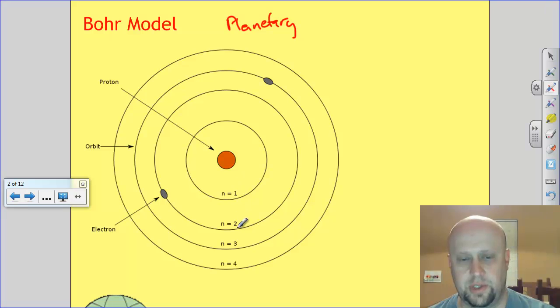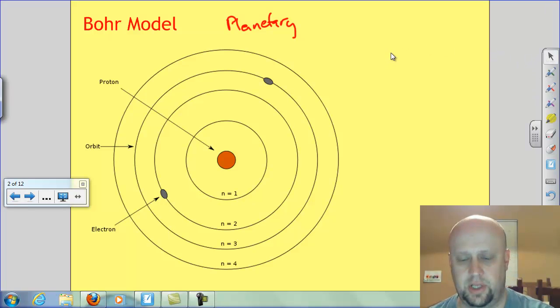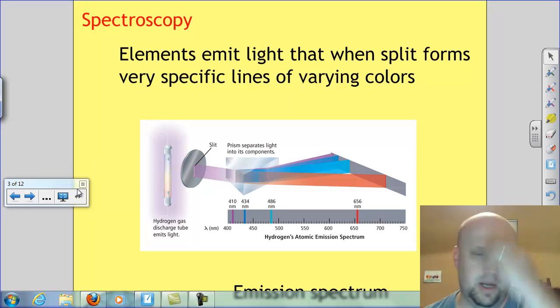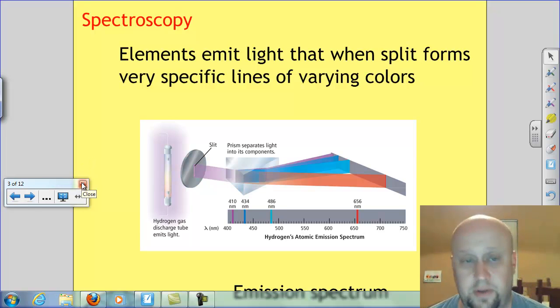What's important here is these energy levels and what happens with the interaction between things with these energy levels. So let's jump over to our next slide here and see something that looks really different than anything we've seen before. This all has to do with something called spectroscopy.